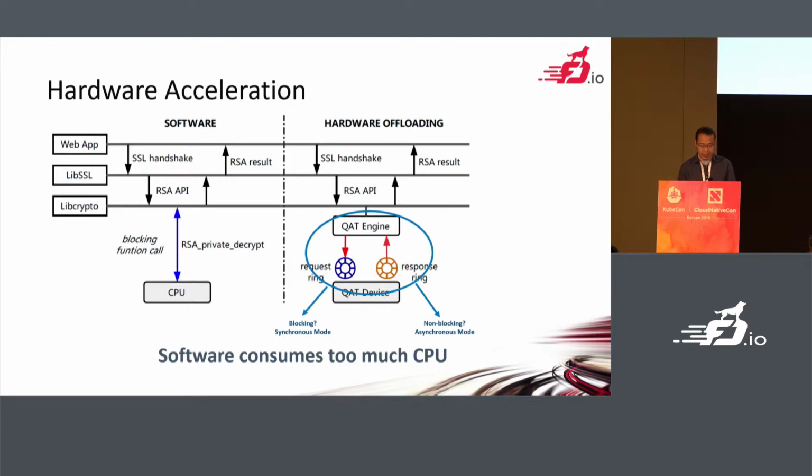For example, here we have the QAT engine to help offload all the crypto requests to the hardware, and then the hardware can respond with the algorithm results, and then it gets done.